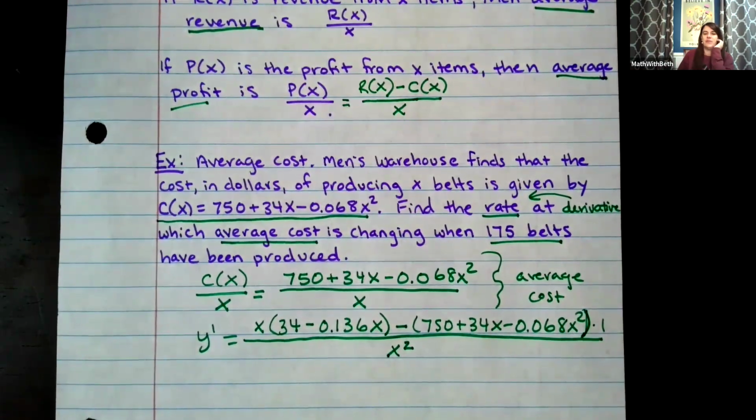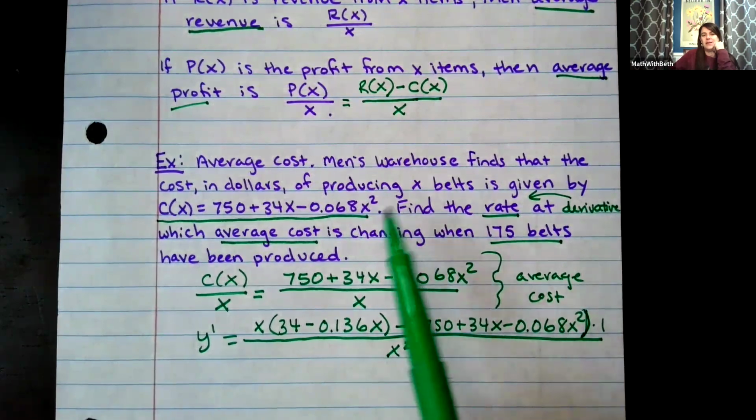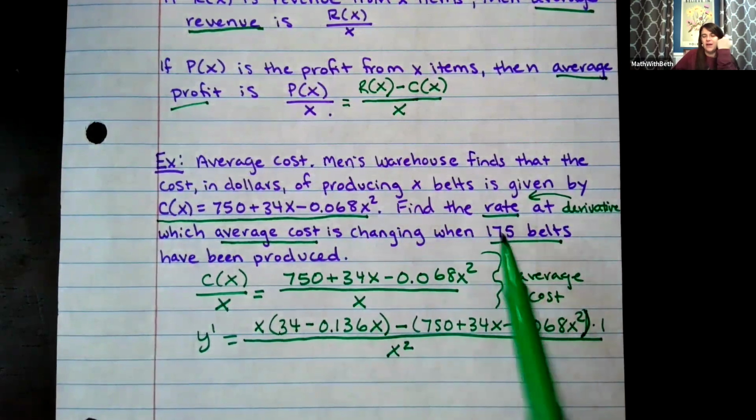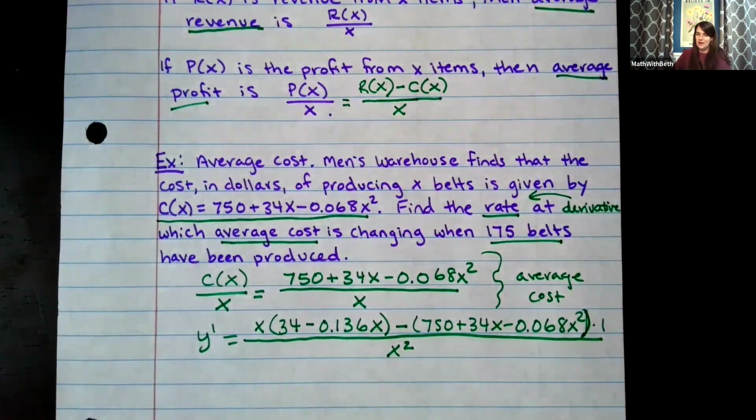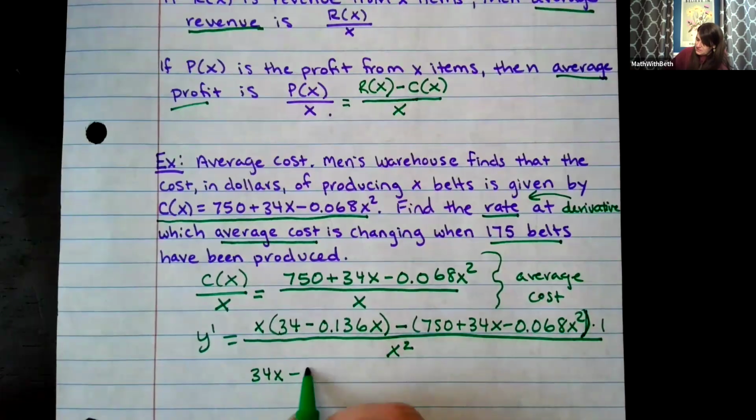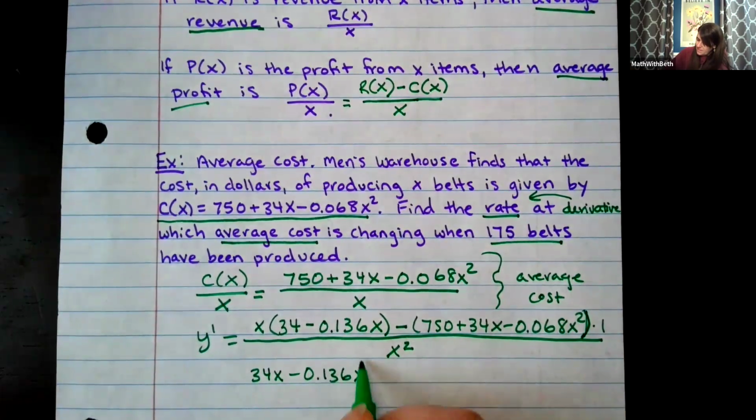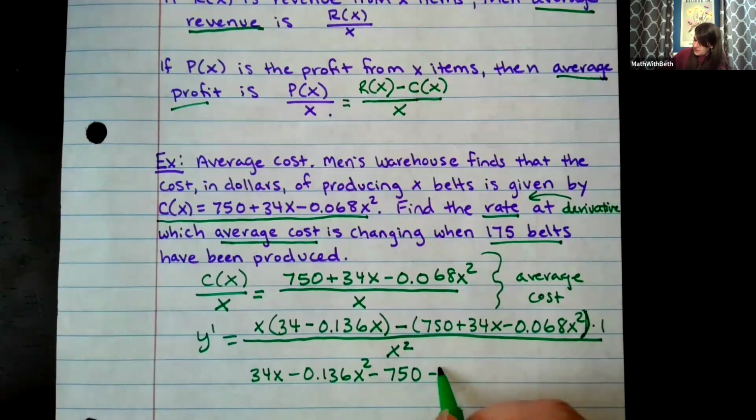So this is my derivative. I could spend some time trying to make it nicer, but if at the end of the day they want me to plug in 175, I can be lazy and just plug in 175 right now, but I just need to be super careful when I do that. So maybe I'll make the top a little bit nicer by distributing the X and distributing this negative just to make it easier to put in the calculator.